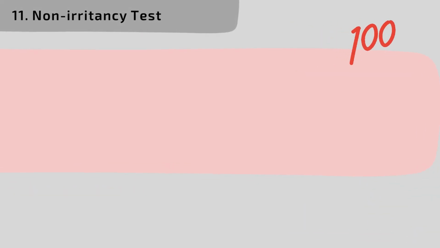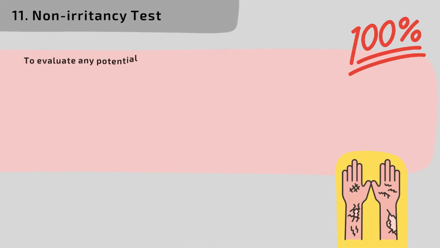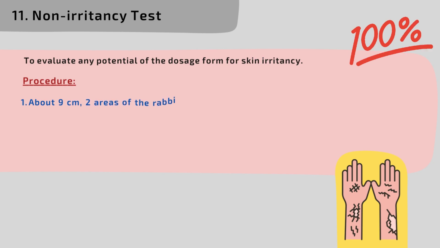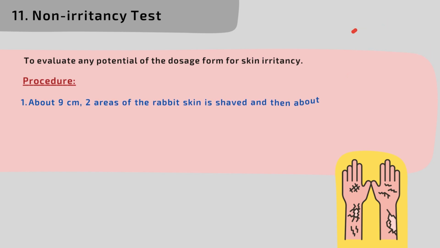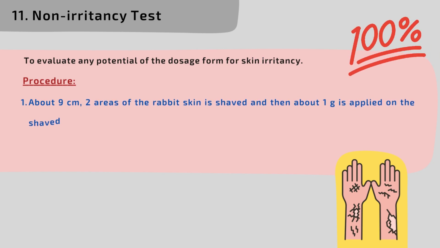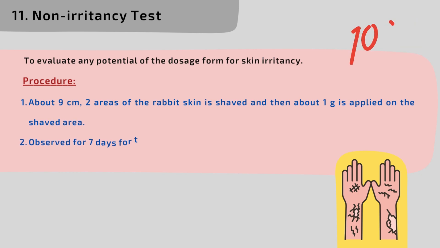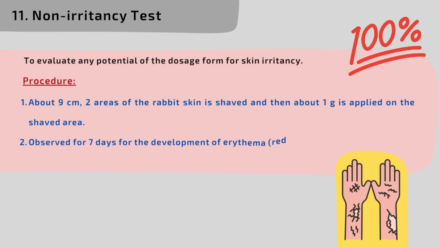Non-irritancy test, to evaluate any potential of the dosage form for skin irritancy. Procedure: about 9 cm² area of the rabbit skin is shaved and then 1 gram is applied on the shaved area. Observe for 7 days for the development of erythema, redness, and edema, swelling.